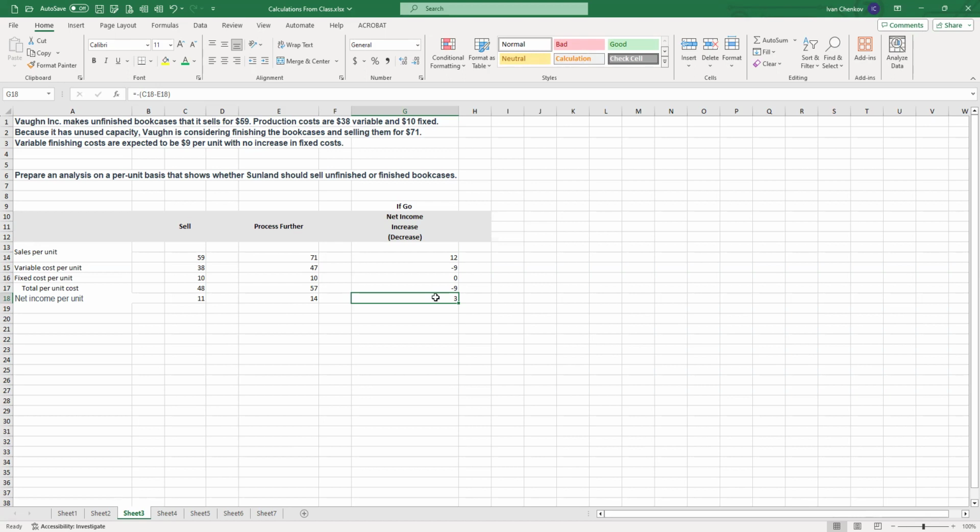$3. What should I do? You should process it. Process it. Yes, you're making $3 per unit. Yes, exactly. Get those $3. If somebody gives it to you, get it. Don't leave it on the table. Let's go with the next one. Let me find the next one, and I'm going to get with you right away.